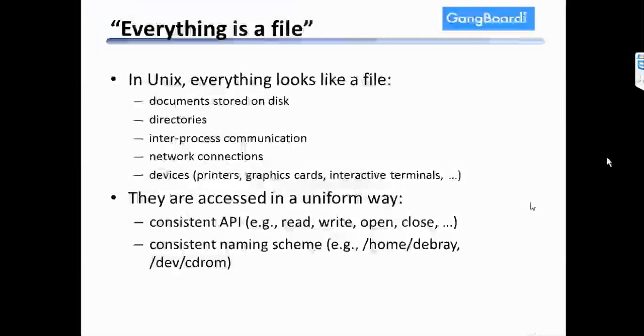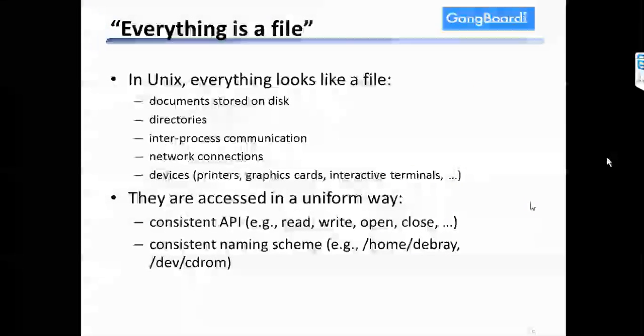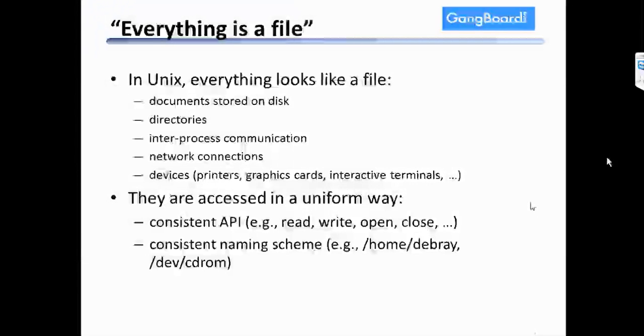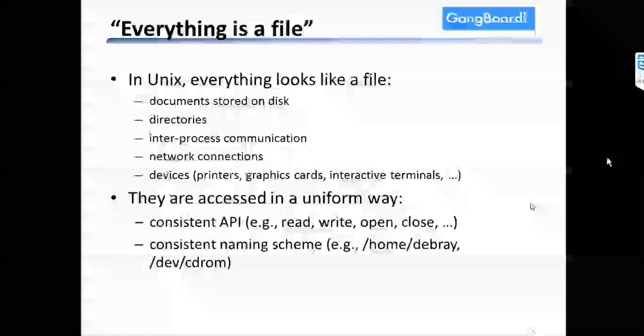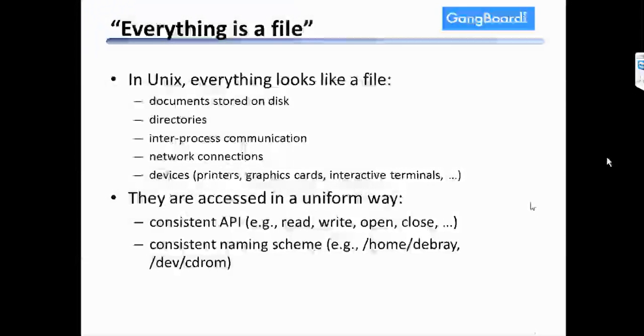Here you can see the heading: everything is a file. In Unix, everything looks like a file, whether it's a document, directory, inter-process communication, network connection, or devices. These are accessed in a uniform way. Like we will read, write, open, close, everything. The basic functions we provide on those files, and they will perform for us.